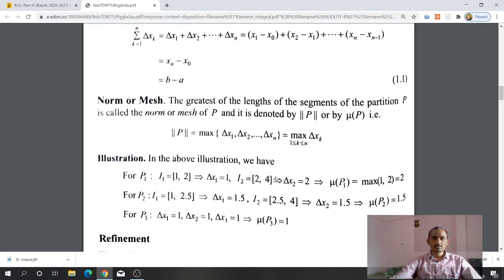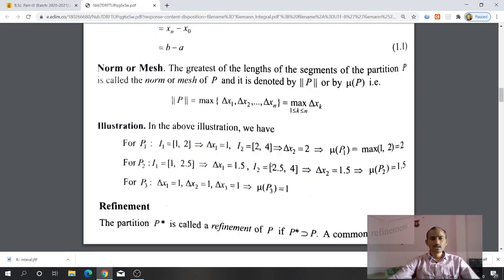So what is the norm of P? The norm of partition P is the maximum length segment. Norm of P is the maximum length segment. Okay, so let's illustrate this.